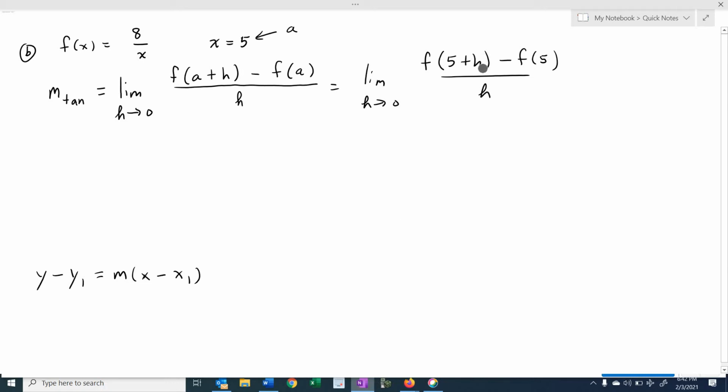Okay, now I'm going to go ahead and find f of 5. F of 5, you can see, is just going to be 8/5. That's pretty straightforward. But finding f evaluated at 5 plus h is going to require a little bit more work, so I'm going to do that over here on the side.